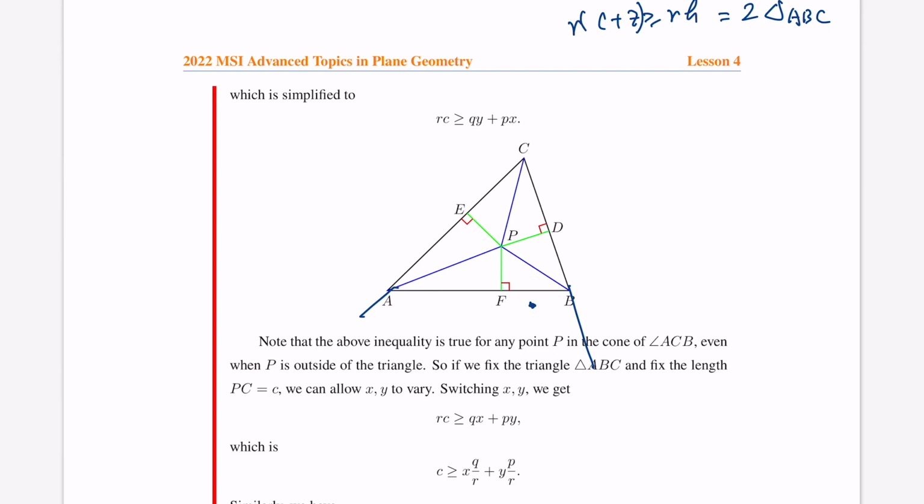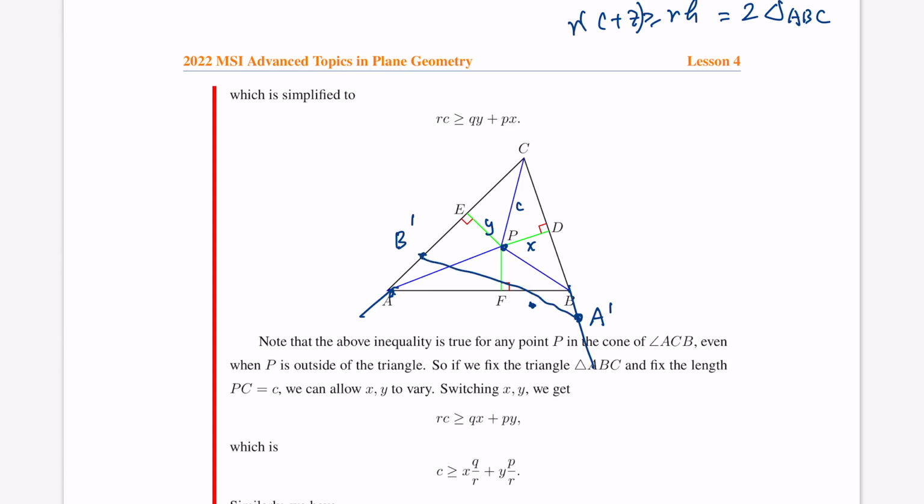Now what I want to do is fix this C and switch X and Y. I pick the fixed P and let A go here and B go there, so this is called A prime and B prime. Basically I flip the triangle ACB, but without flipping the angle. The angle itself won't change, but A becomes A prime and B becomes B prime.